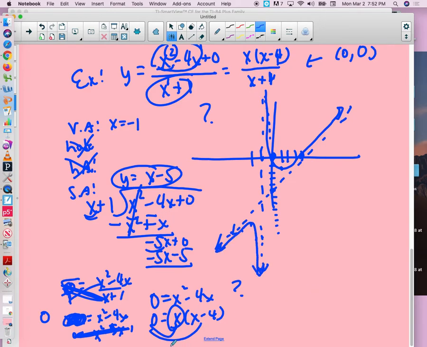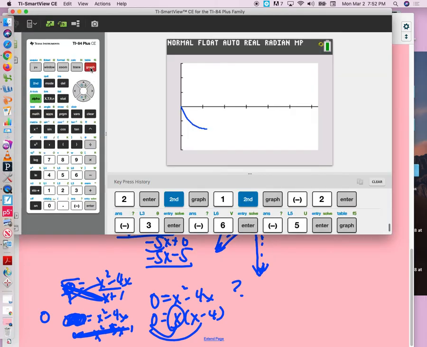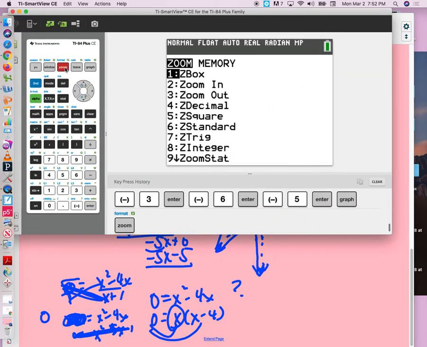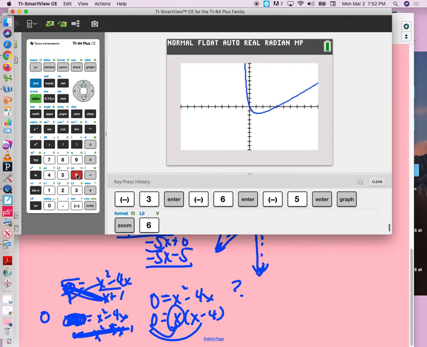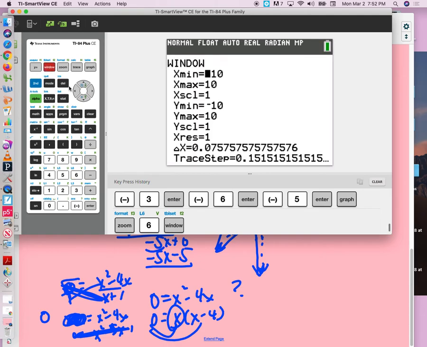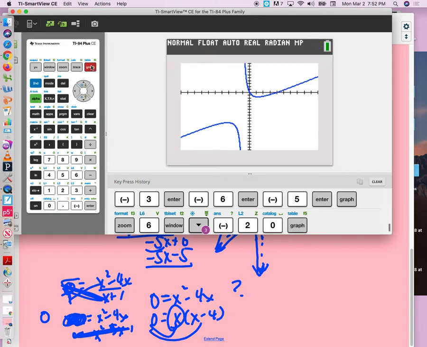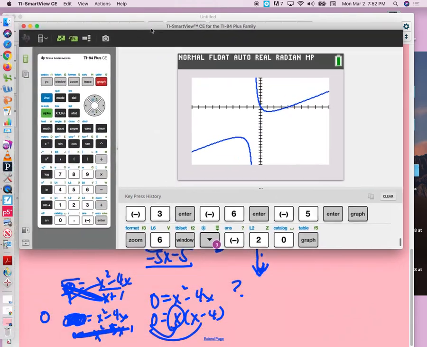All right, at that point you may want to look at graph. And then you're probably going to hit zoom 6. And now we don't see the other part. That's why you don't want to trust your graphing calculator, trust yourself. But I know that it's there because I used my best friend table. And now I can see what I thought was there. But I already knew that from asking table.